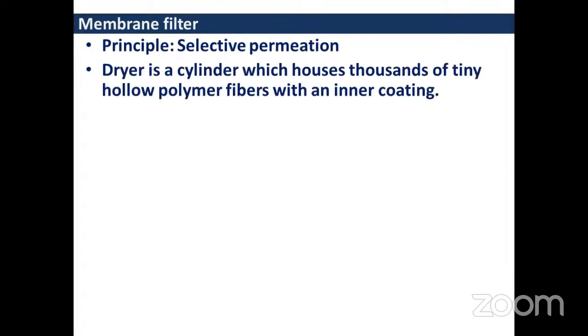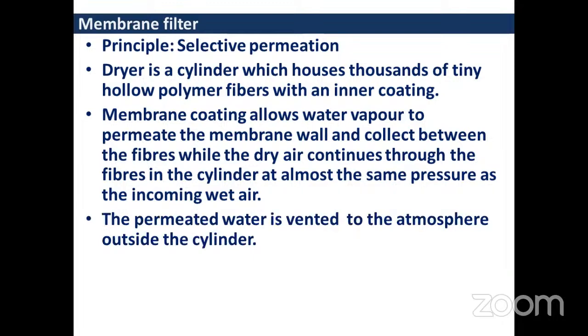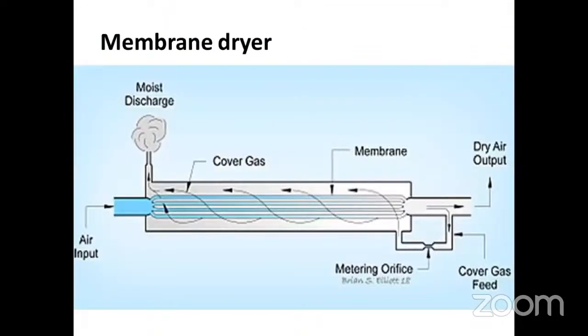Membrane type, selective permeation. It's a kind of membrane. Membrane coating allows water vapor to pass. It's almost similar to RO, sir. This one is a filter. The moisture gets removed in the outer shell, and that is removed with the air, so it takes moisture only. Air input goes inside and dry air output comes out this way. With the outer shell, the moisture permeates and is removed.